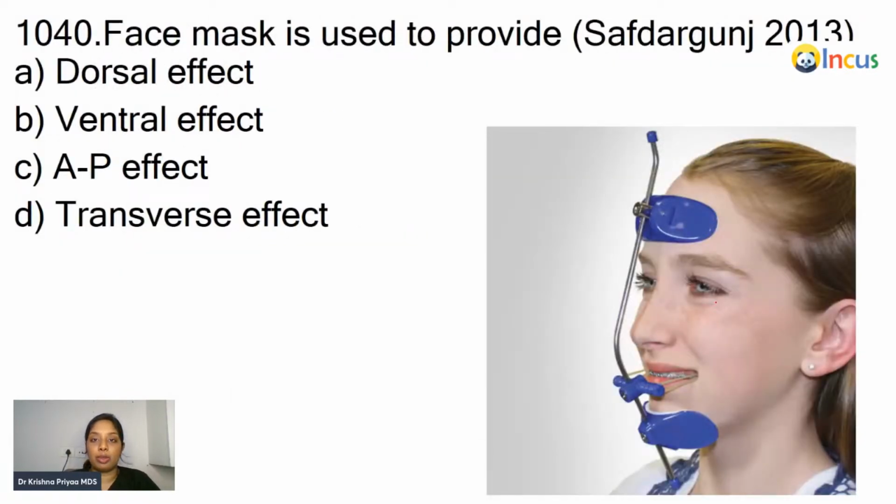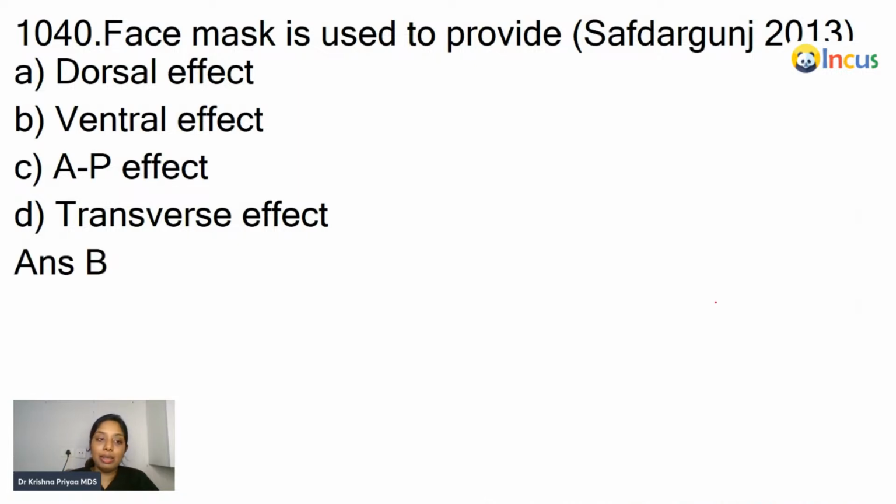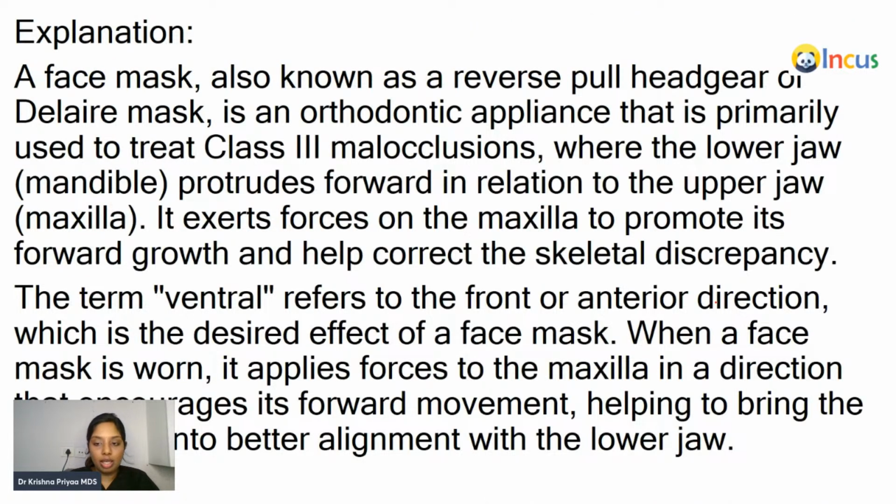So it's very simple as that. Face mask is used to provide... Just now we saw face mask is nothing but a reverse pull headgear. It is given in the front. Dorsal means back and ventral means front, so obviously the answer would be ventral. Ventral refers to the front part of the face.